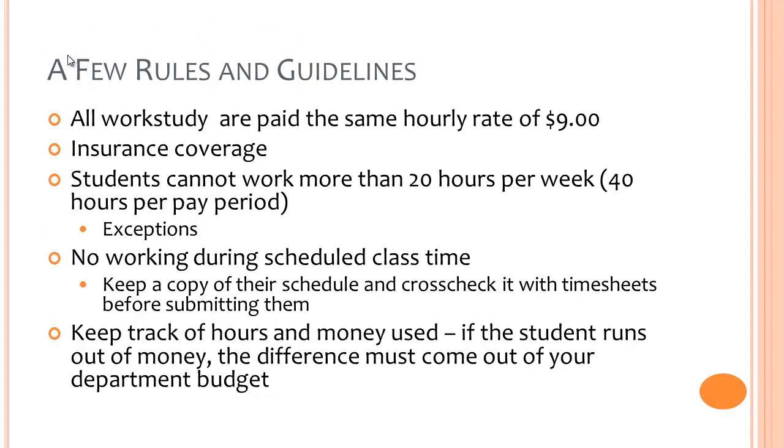All student employees are paid the same hourly rate of $9 an hour. We do not offer insurance coverage, but we offer information on MinSure and how to get insurance coverage on the Workstudy webpage. Students cannot work more than 20 hours per week, with the exception of breaks like spring break, winter break, and in some cases, summer break. During these periods, students can work up to 40 hours per week.